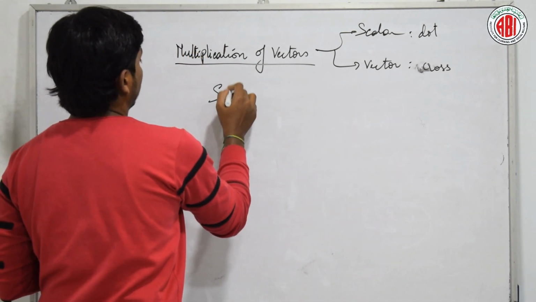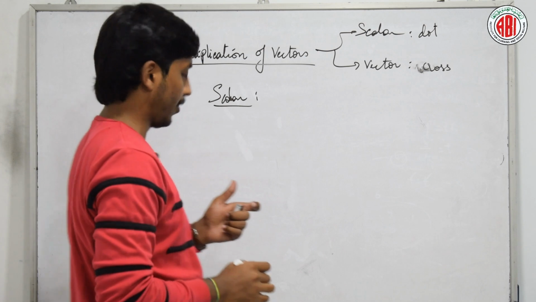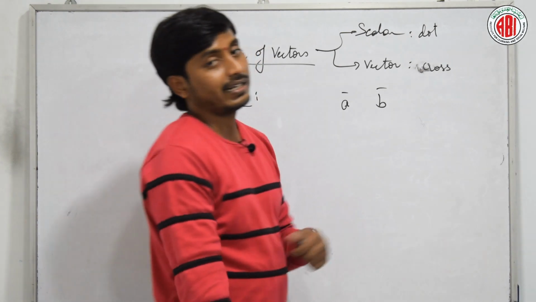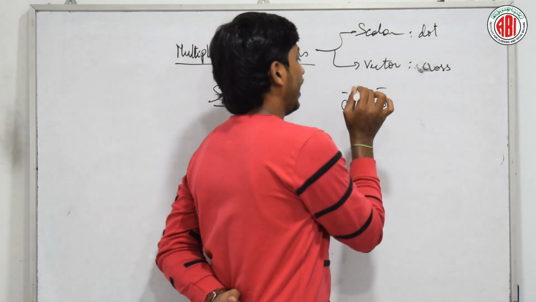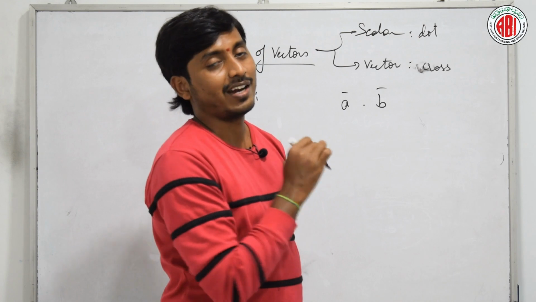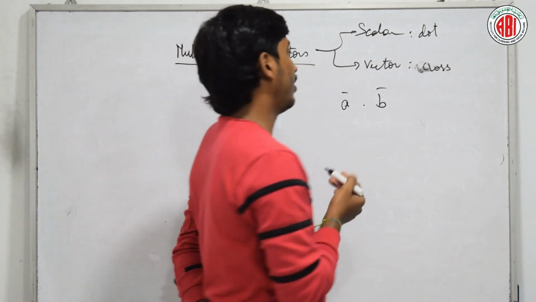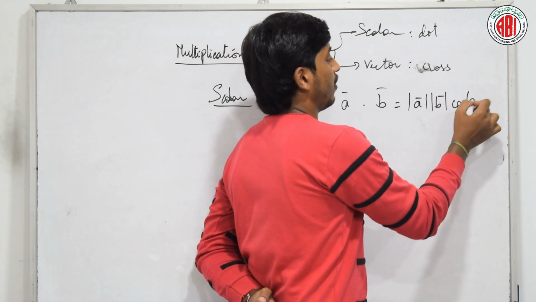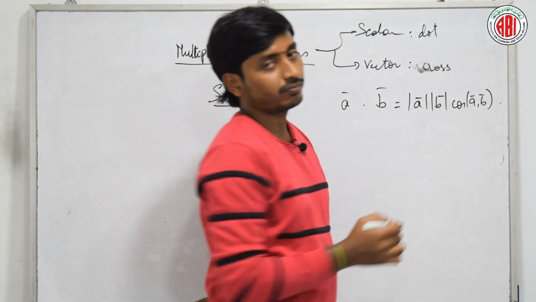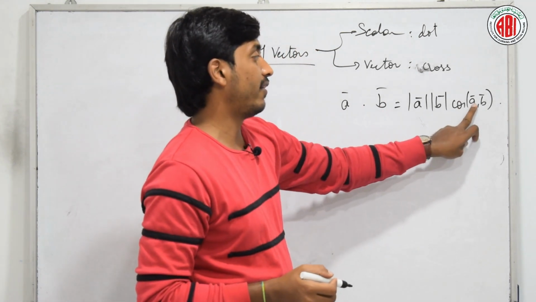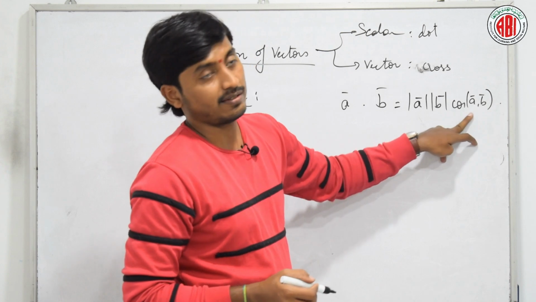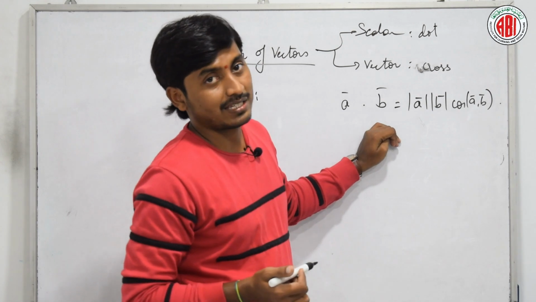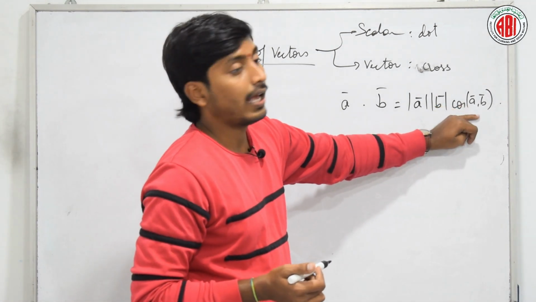What is the scalar product? Let us have a deep discussion about it. If there are two vectors a bar and b bar, then its scalar product is denoted by a bar dot b bar. That's why it is called the dot product. The formula of a dot b is given by mod a mod b cos of the angle between a and b. We always represent the angle between a and b within brackets. Clear? Good.